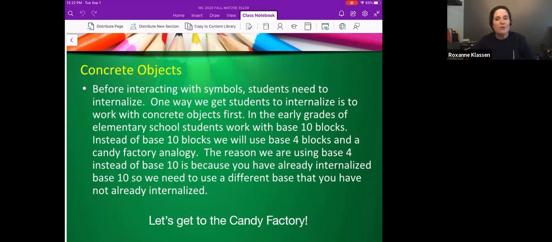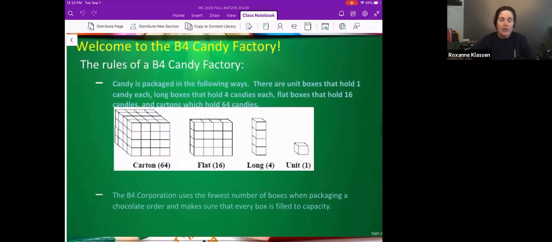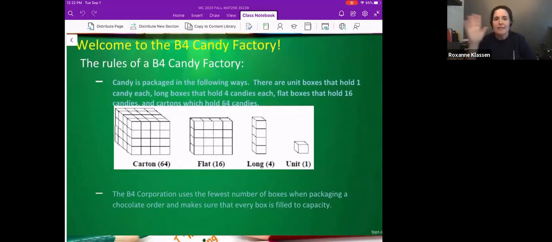Okay. So now we're going to go to our candy factory. So if you have your candy factory handout, you can get that out and follow along with it. And I'll pull it up in just a minute, but the B4 Candy Factory has rules, and this is how candy is packaged. There's unit boxes, they only hold 1 piece of candy, right? So they're just little small cubes. Then there's long boxes that hold 4 candies each. Then there's flat boxes that hold 16 candies. And then there's cartons that hold 64 candies. We could have bigger size boxes, but we're just gonna start right here, okay?